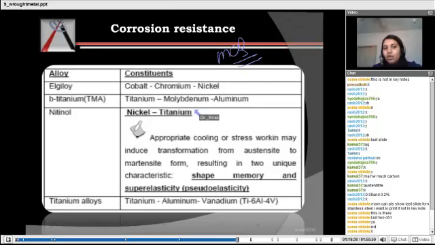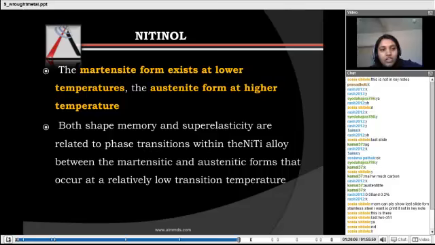Then we have nitinol. Nitinol is again one of the very important ones. That is nickel titanium. Now nickel titanium has two important properties: shape memory and pseudo elasticity, or super elasticity. Super elasticity and shape memory, these two properties are present because of the same austenite to martensite transformation. Let's have a look at how these two properties are present.